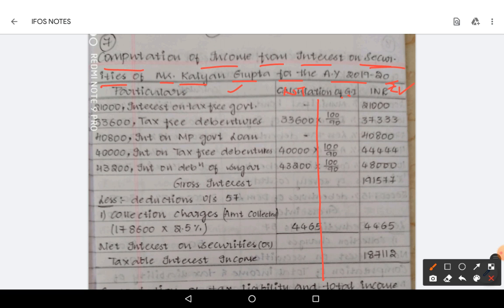Net interest column. So interest 21,000 is received interest on tax free government, because the Nagpur Municipal Corporation and the 12-year National Plan Certificate are not taxable. It is government, so no need to gross up. Whatever interest received is gross interest.